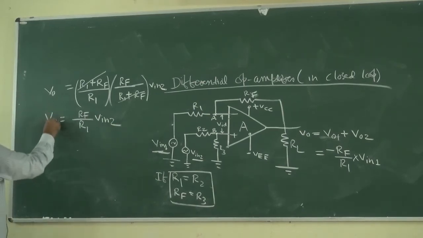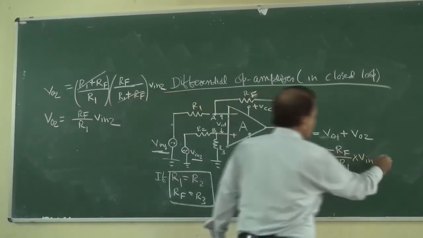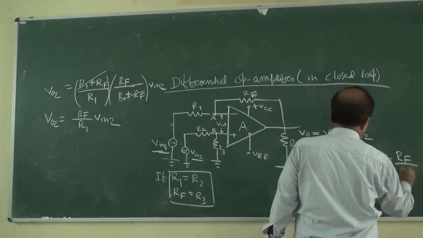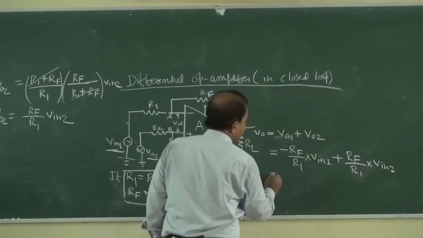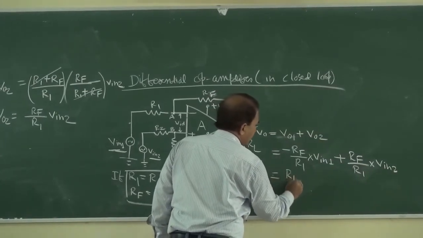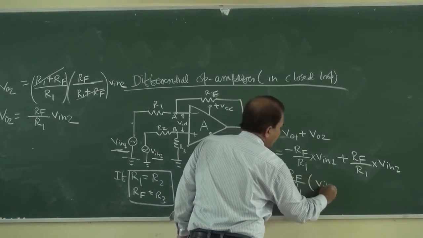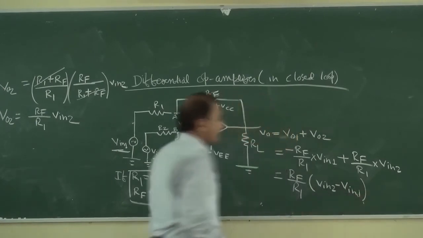So V output 2 is equal to plus RF by R1 into V in 2. So we can write like this: it is equal to RF by R1 into (V in 2 minus V in 1). Okay.